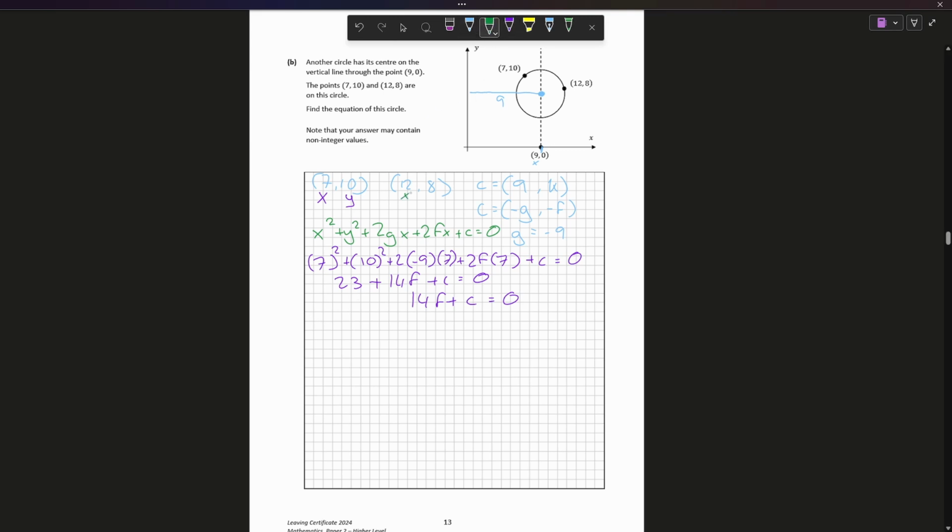So now I'm going to use this as my x, and this is my y. Okay, so same thing again, 12 squared plus, nope, not 10, 8 squared plus 2. G again is minus 9. I was about to write x again. X is 12 plus 2. F we don't know. I'll just write f. We don't need brackets there. F. And then x is 12.